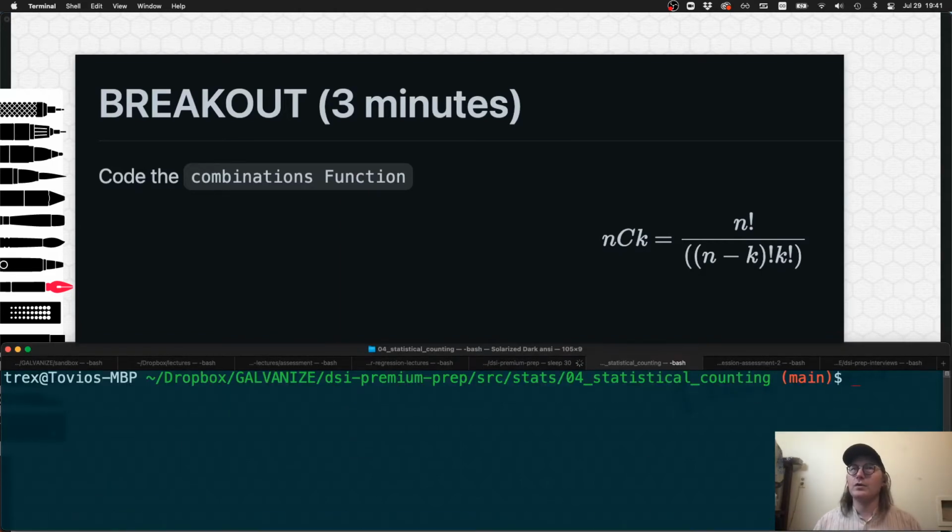Okay, so let's go ahead. I'll give you 3 minutes to do this. Formula's right there. Write the function however you see fit, but of course you can just write it in its basic implementation as you see it here. Okay, go for it.